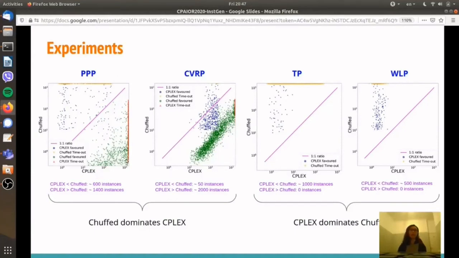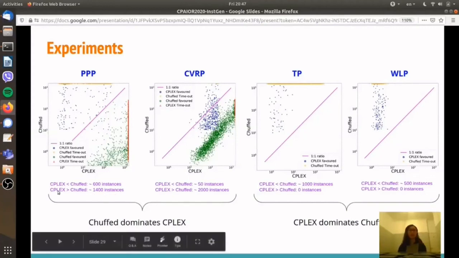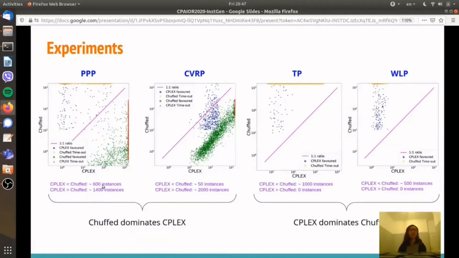We can see that for the progressive party problem, the number of instances where Jeff takes less time to solve than Cplex is far more than the number of instances where Cplex wins over Jeff. So this confirms our prior knowledge that Jeff works generally better than Cplex on this classical CP problem. Interestingly, for CVRP, we also observe the same kind of behavior where Jeff also dominates Cplex.